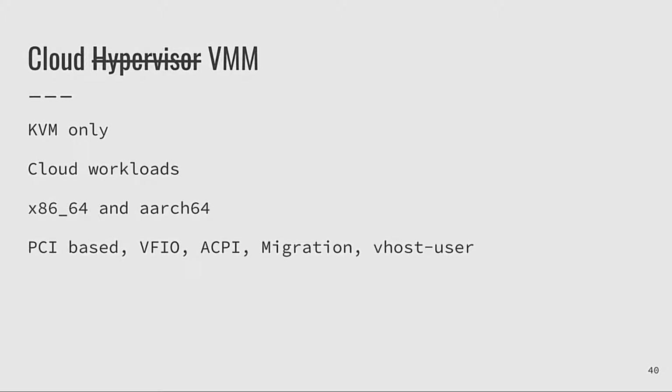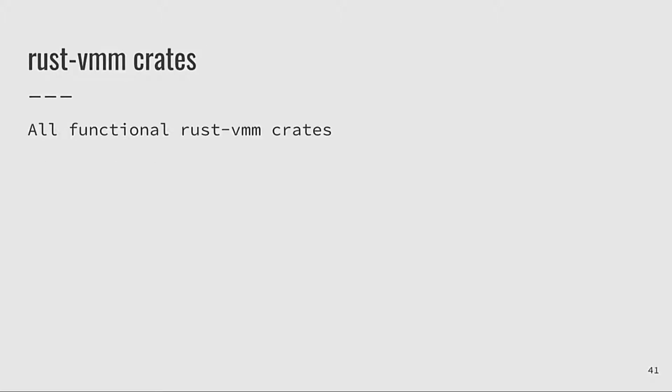So it's KVM based, and we only aim at supporting KVM. And it's aiming at supported cloud workloads, and by cloud workloads we mean workloads that potentially can run in a private or public cloud provider infrastructure. We only support x86 for now, but we want to support ARM in the future. And since we want to support cloud workloads, we need it to be PCI based. We want device pass-through. We want migration, ACPI, vhost user, because we are following the split process model for I/O, etc.